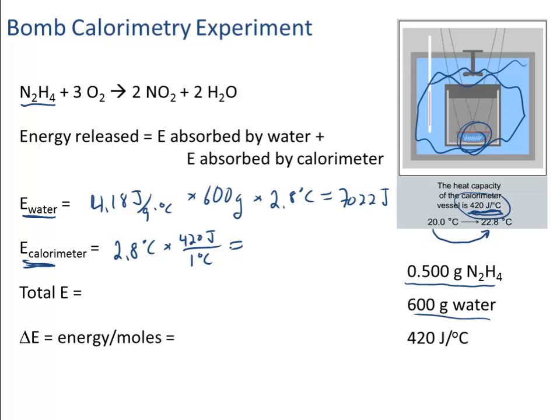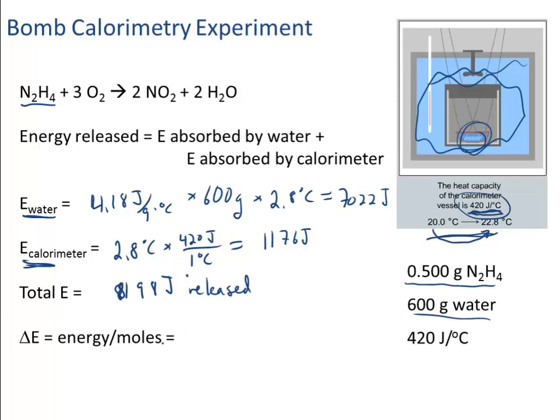So that's 1,176 joules to warm up the calorimeter. So the total is the sum of those, which is 8,198 joules, and those are released because the temperature went up. So our net delta E will be negative because we know the reaction's exothermic because the temperature went up.